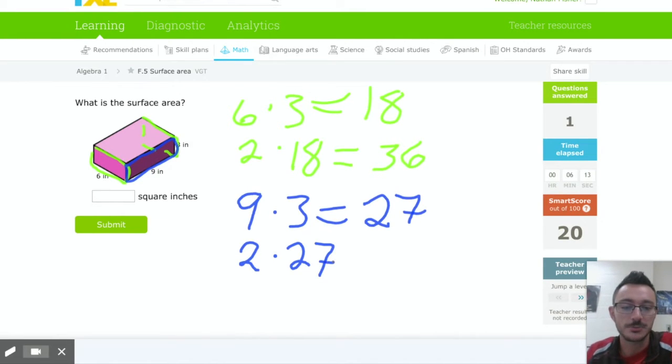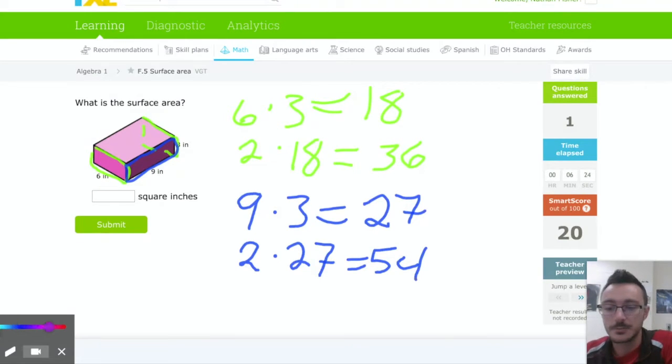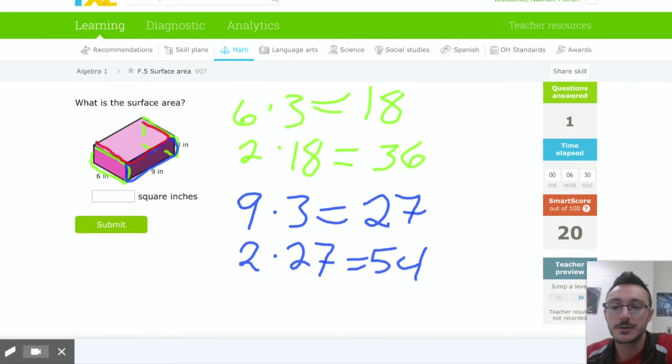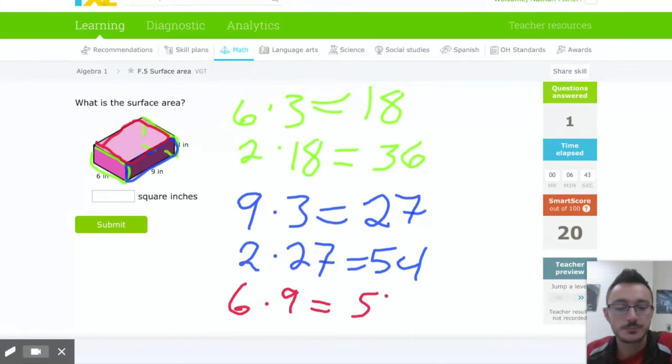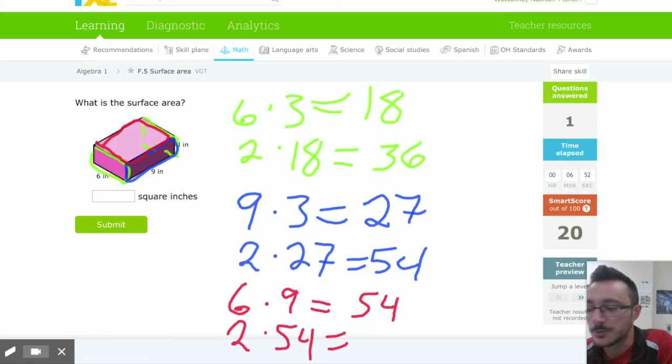Oh my gosh, I can write so much faster on the touchscreen. So 2 times 27 is 54. And then I'll go with the red, and then this top portion here. Looks like the base is 6, and the height of it, if we stood it up, would be 9. So 6 times 9 is 54. And then we have 2 times 54, 108.